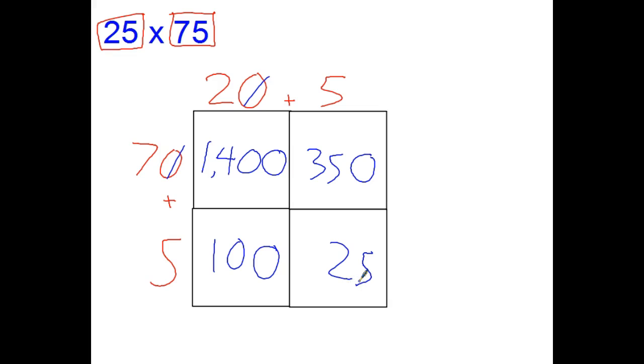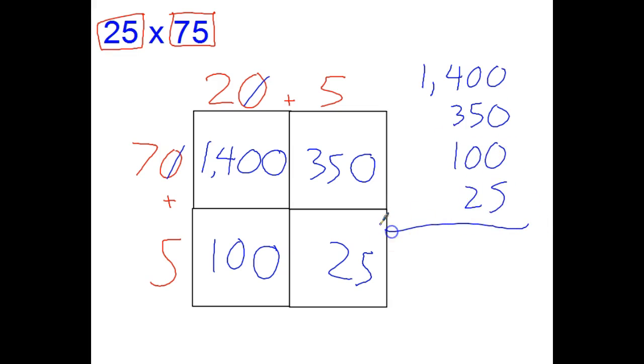Sometimes they call this a partial products way of multiplying also, because now I'm going to take these four numbers and add them together. So I've got 1,400, 350, make sure you line up the ones place when you're writing these, 125, and then all I'm going to do is just add the numbers. 0, 0, 0, 0, 5, 5, 7, 4, 7, 8, and just a 1, 1,875.